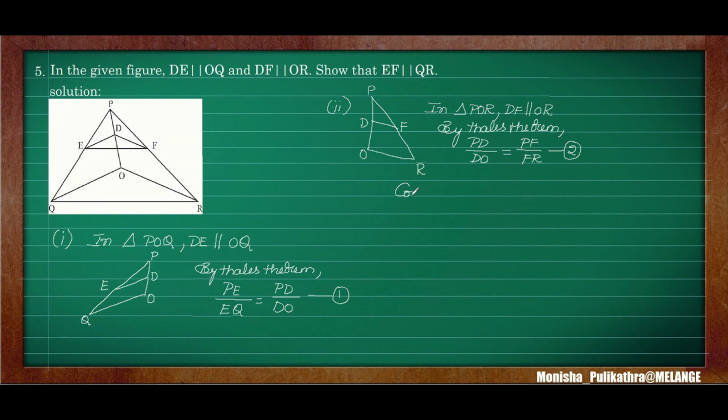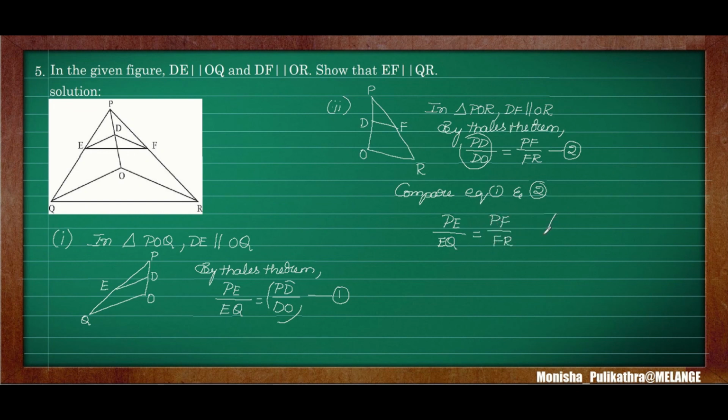Next we need to compare both the equations. So compare equation 1 and 2. By comparing equation 1 and 2, what happens? So this PD by DO is equal to PD by DO. Right? So if PD by DO is equal to PD by DO, then PE by EQ is equal to PF by FR.